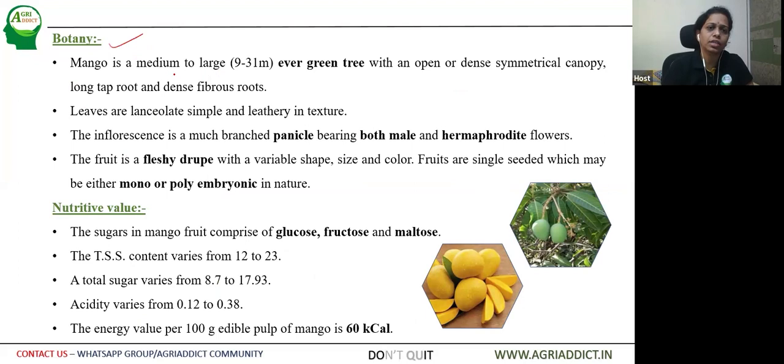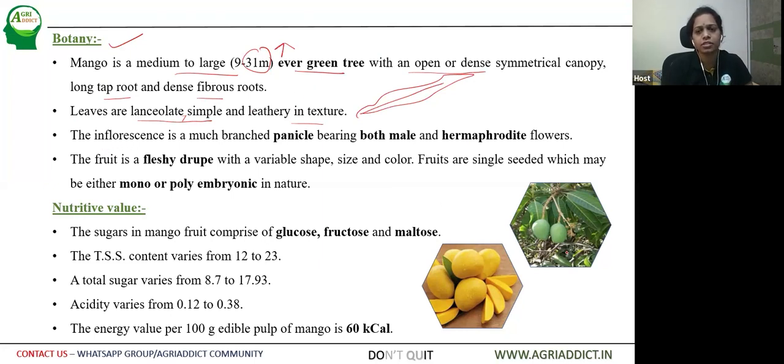So mango is a medium to large size, evergreen tree, which grows to a height of about 30 meters with an open and dense symmetrical canopy, and it has a long taproot system with dense fibrous roots. Then the leaves are lanceolate, simple, and leathery in texture. So you all know, here you can see they are very long, lanceolate, and simple, leathery in texture.